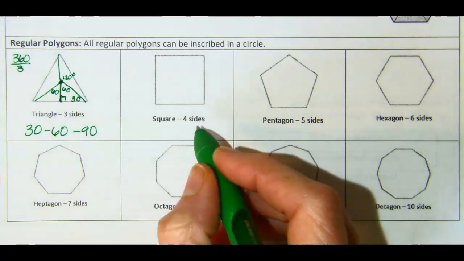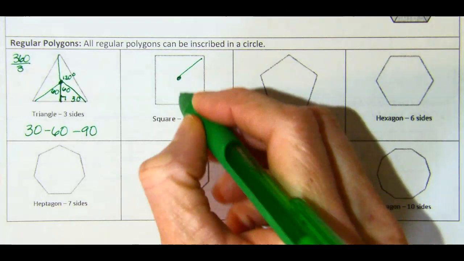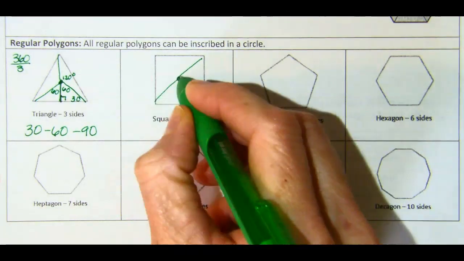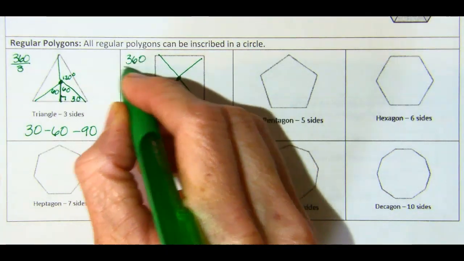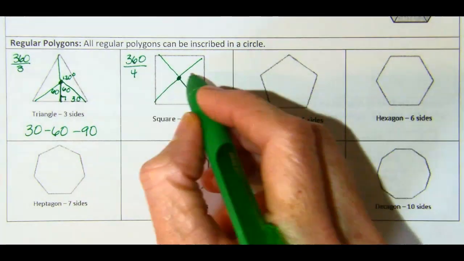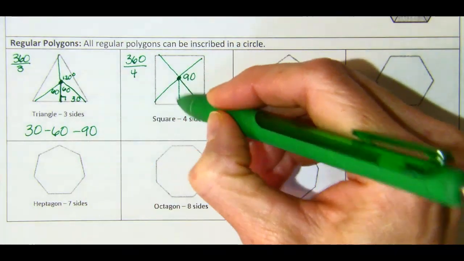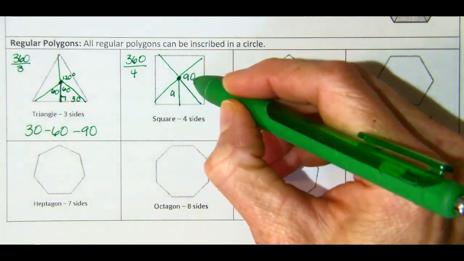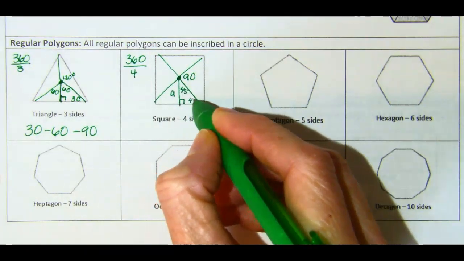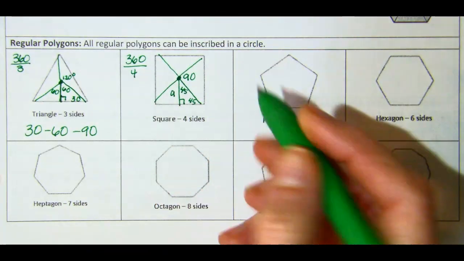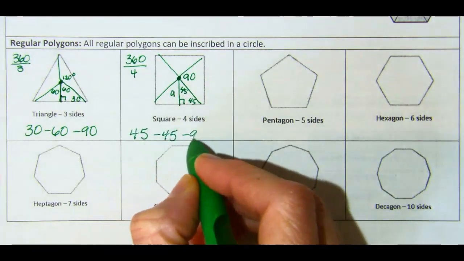Now, the square, this is an easy one. You would have 1, 2, 3, 4, and you can see what angle they're making. It's 360 degrees divided by 4. So this is making a 90-degree angle. But if you drop the apothem here, that 90 is going to be split and you're going to be having a 45-45 degree triangle. So again, you would not use a trig ratio, you would use your 45-45-90 rules for that.